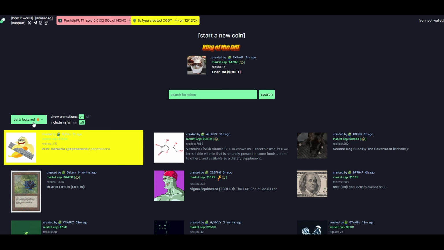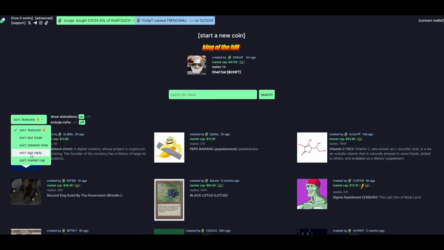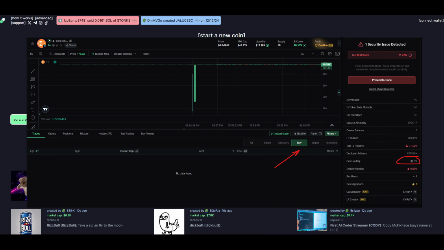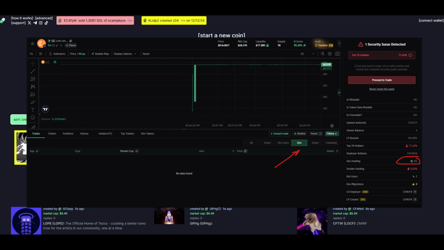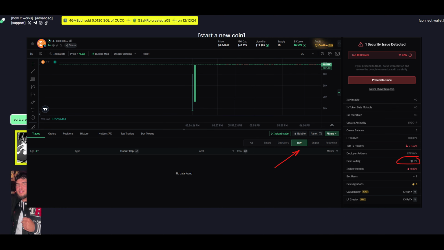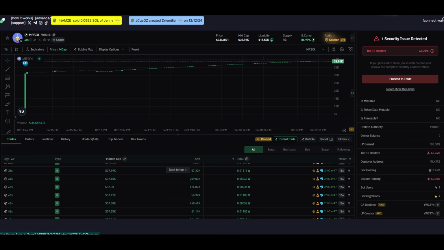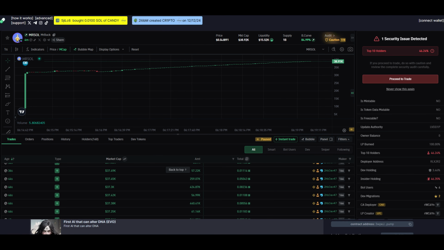In the first version of the script, I used 3 scenarios. 0 dev. This scenario automatically selects new tokens where the developer hasn't bought any tokens for themselves. The assumption was that the developer would later pump the token through additional transactions. The goal was to enter at the very beginning and sell once a small profit was achieved.